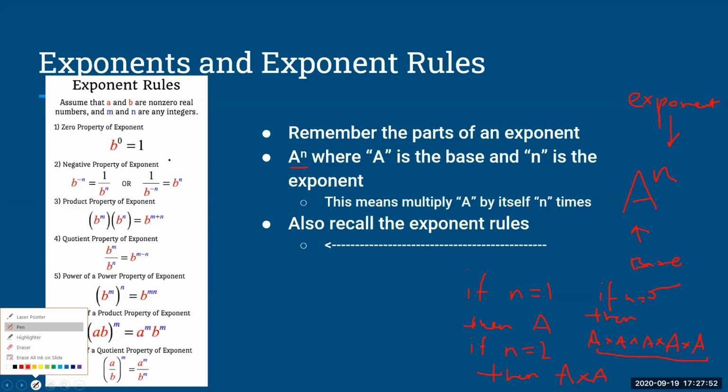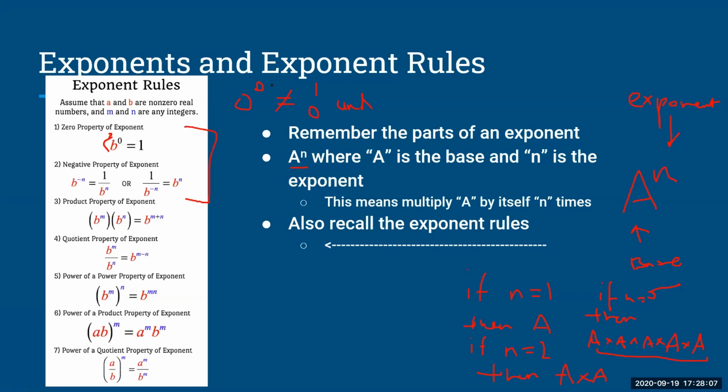Anyways, also recall the exponent rules. Remember, the first two are a given. You should just know them straight off the bat. Anything to the 0th power is 1, except for 0. 0 to the 0th power is up for debate. It can either equal 1, or equal 0, or it can be undefined. So don't do 0 to the 0th power. That's why I assume a and b are non-zero. So anything to the 0th power that's not 0 is 1.